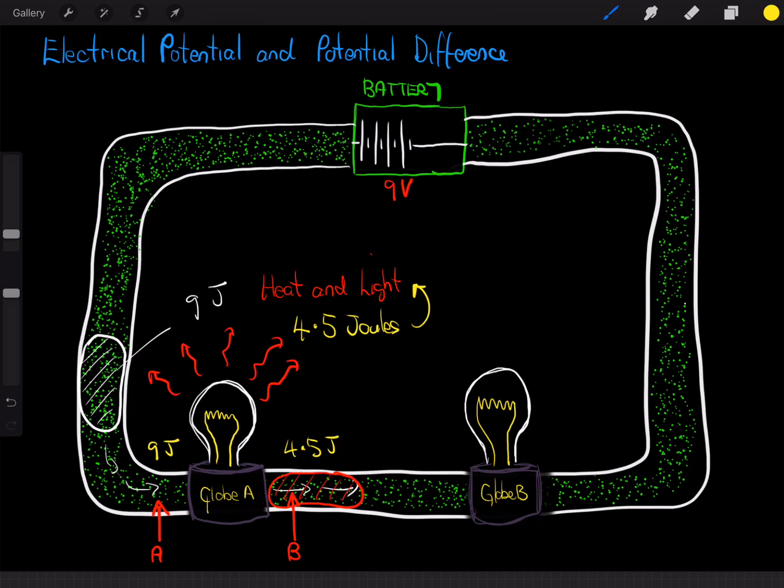And so it's actually got a difference of 4.5. Now this is the important part. It's a difference of 4.5 joules per Coulomb, or volts. So remember, 1 volt equals 1 joule per Coulomb. So it's basically saying a potential difference of 1 volt means that for each Coulomb that passes through that object, there is a difference of 1 joule of energy.